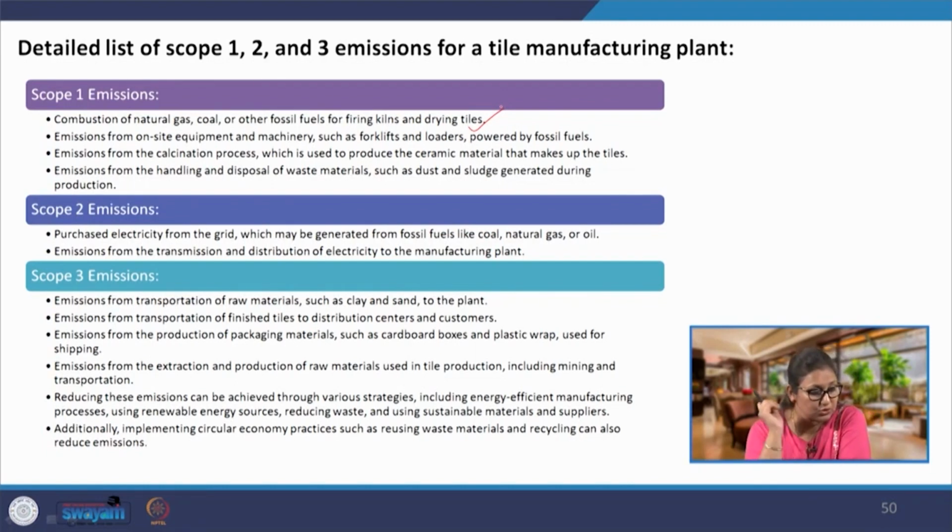Now, if we look at scope 2 emissions, then again simply we are talking about purchased electricity from the grid, which may be generated using either fossil fuels or renewable sources of energy, it could be any.